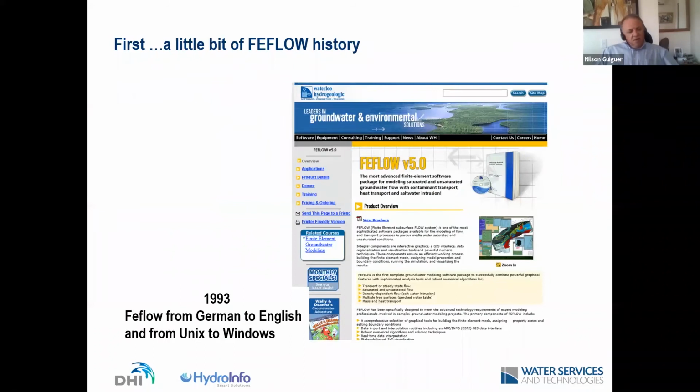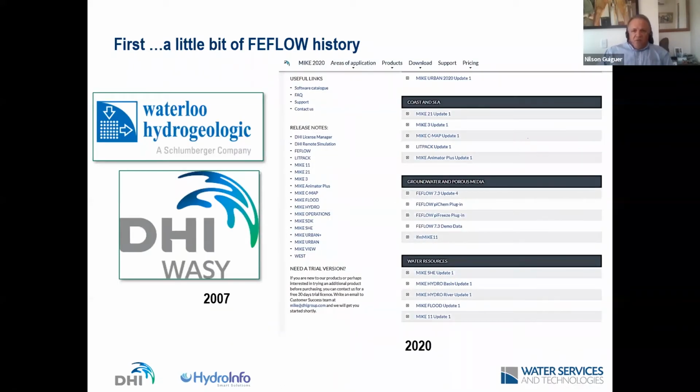In 1991, right after the Berlin Wall came down, I had the chance to meet these three individuals, went to visit them in Germany and made a deal. Waterloo Hydrogeologic translated FeFlow from German to English and brought it from Unix to Windows. In exchange, we became sole distributor for the whole world outside the German-speaking countries, basically Germany and Austria, and that lasted for almost 20 years. So that shows there was room for both, and the arrangement worked very well for both parties.